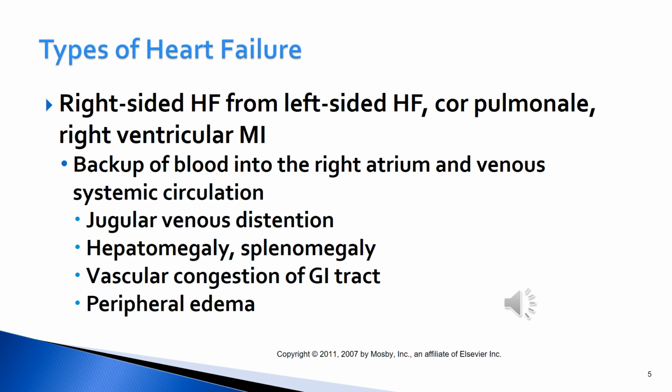These patients can be severely hypoxic because of the dysfunction of the right ventricle. There's not enough blood perfusing through the lungs to get oxygenated. So these patients are going to have extremity edema. They're going to have the abdomen ascites issues. They're going to have the JVD.